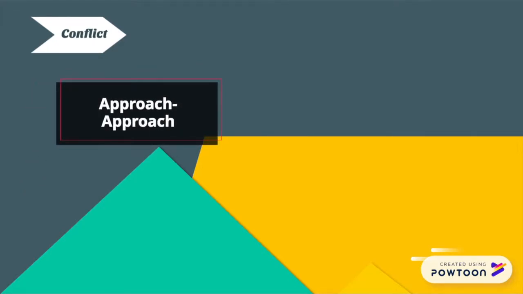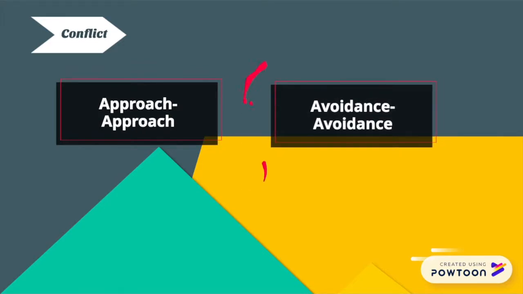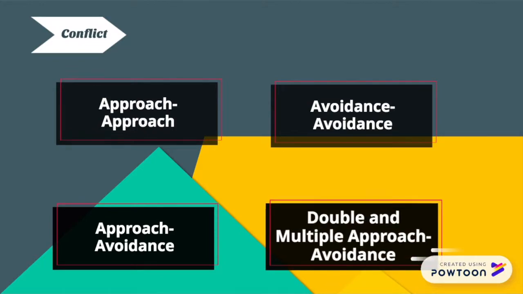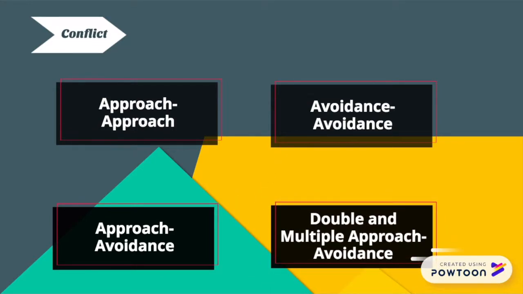Approach conflict, a choice between 2 positive choices. Avoidance, a choice between 2 negative choices. Approach avoidance, when you only have 1 conflict but it has a positive and a negative effect. Double and multiple approach avoidance is the same as approach avoidance, except it has 2 or more conflicts.